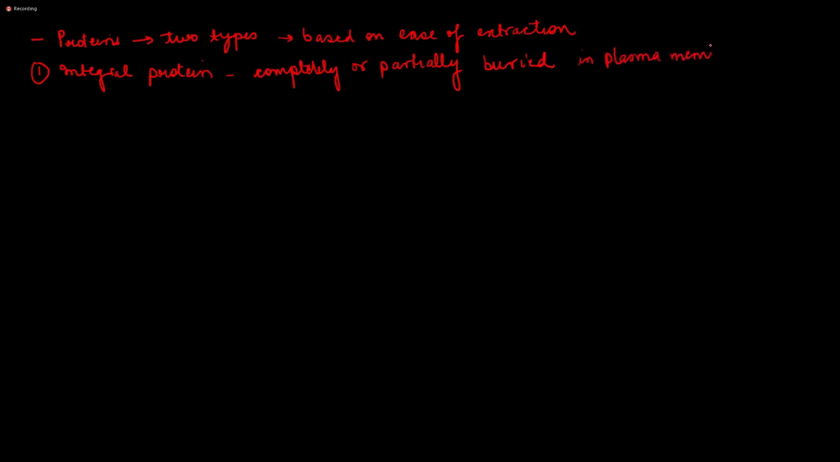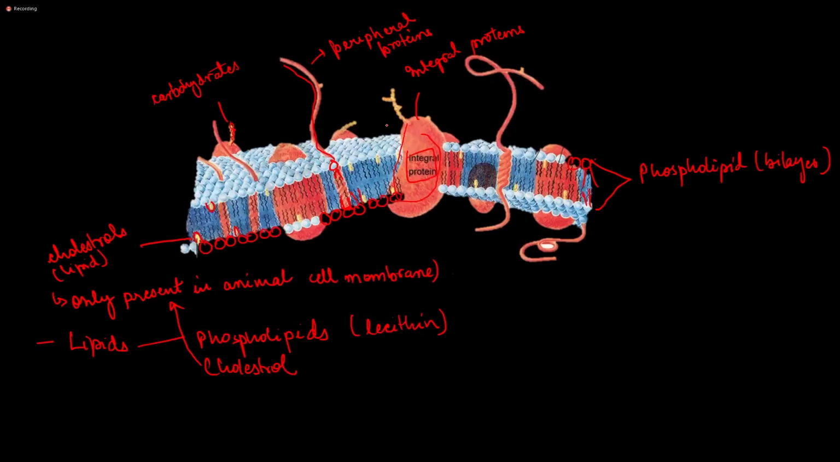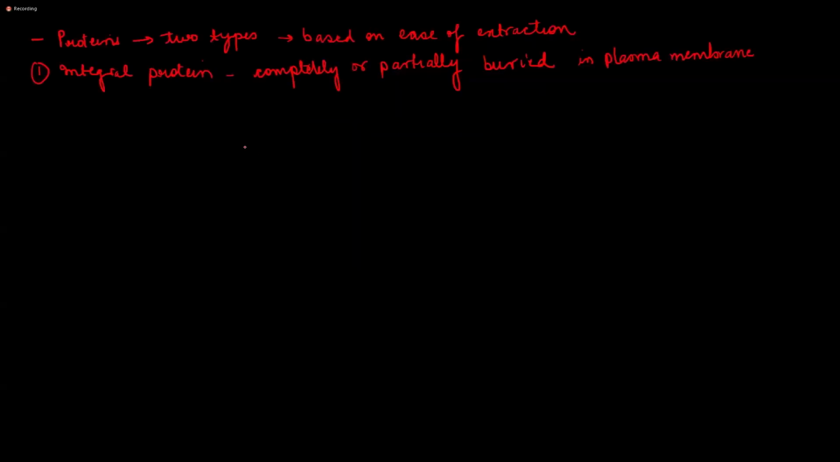So if you want to isolate these kinds of proteins, you will have to disrupt the complete membrane structure. You cannot easily remove this protein out of it, because it is completely or partially buried. Because of this reason, it is called the integral protein. One example of an integral protein is the transmembrane protein.